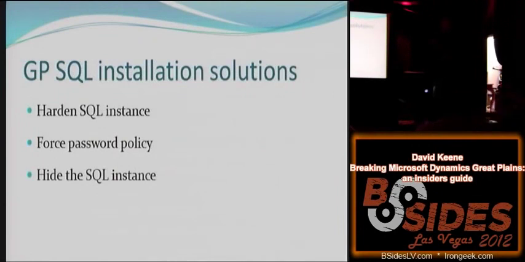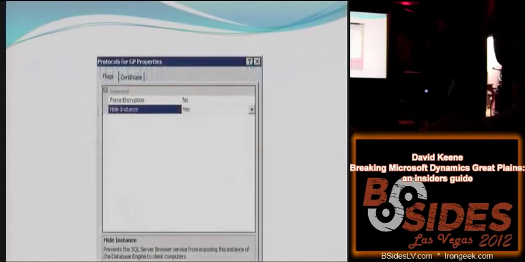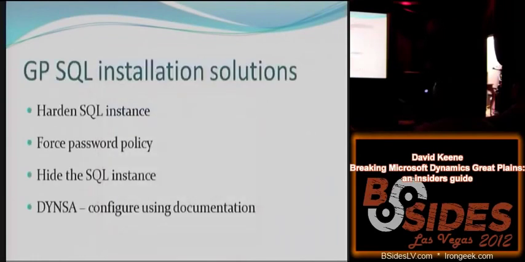Now, when I go after anything, I usually look for the low-hanging fruit. So if I don't actually hear anything on 1433, then I generally don't keep looking for it. So you can go into the protocols for that GP instance itself and turn it off. The DynSA account, there is an article about how to configure that guy correctly so that you can actually disable the SA account and use him to administer Great Plains internally.